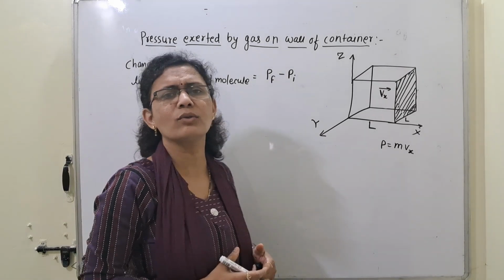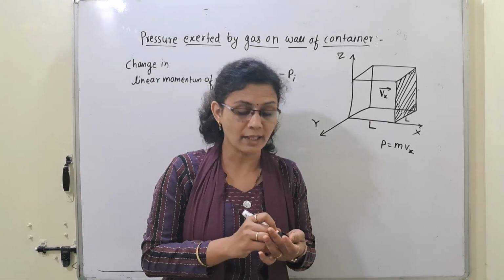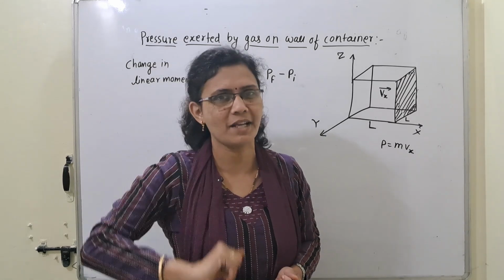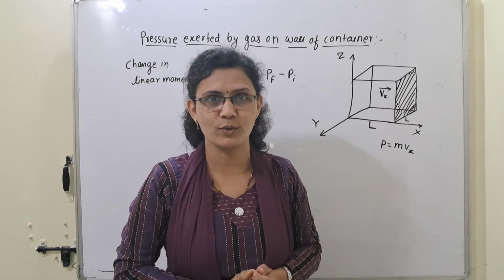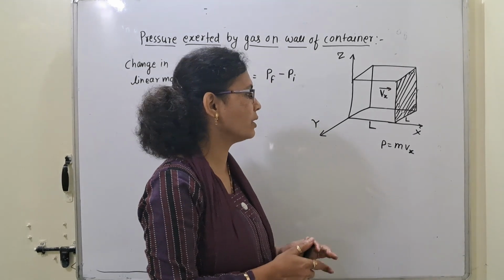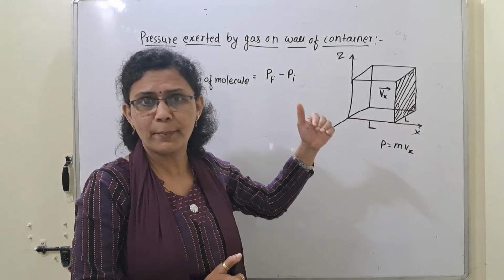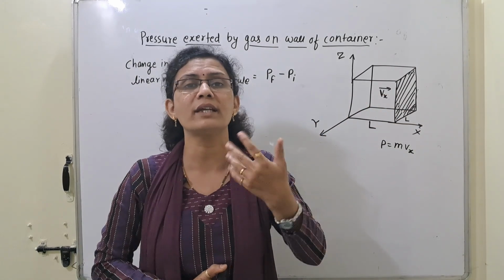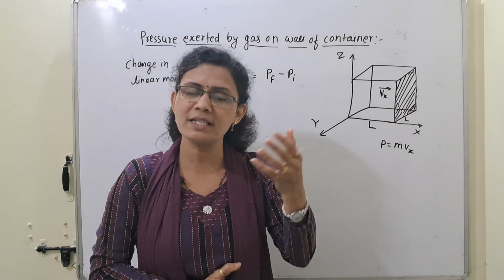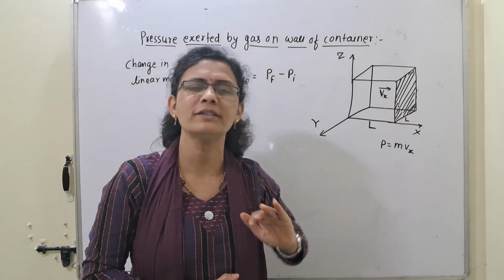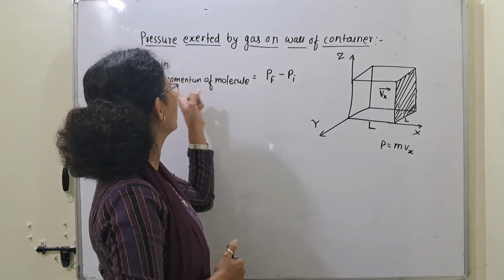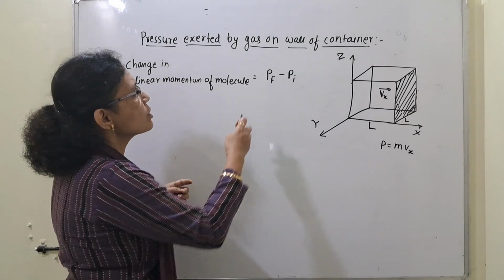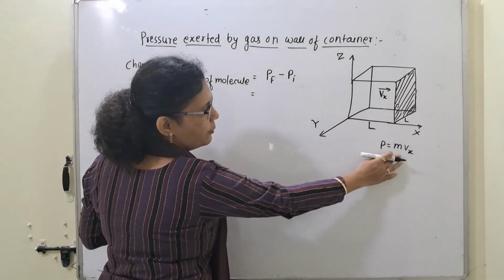Why are we going to calculate the momentum? We know the second law of motion. What is the second law of motion? Rate of change of momentum is directly proportional to applied force. And here we have to find out the average force applied by that one molecule on this wall of the container. Then how can we find the force? That is change in momentum upon time. So we have to calculate the change in linear momentum of the molecule.